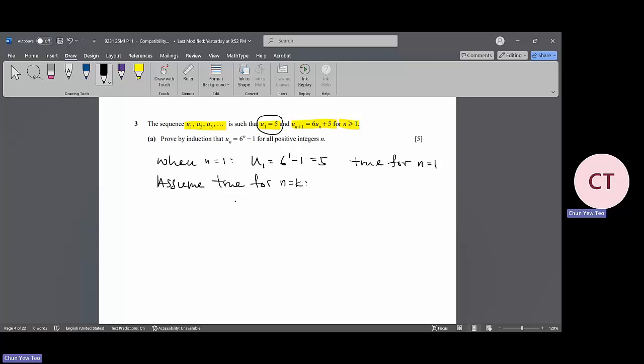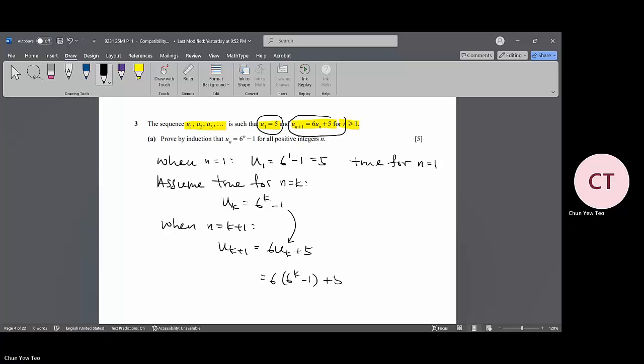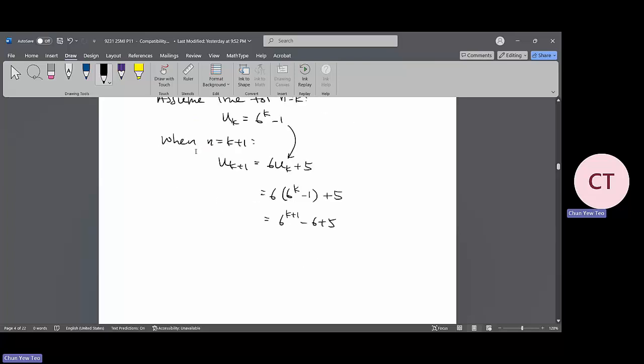Then you will have Uk will be 6 power k minus 1. Then when n equal to k plus 1, your U(k+1), we will be using this relationship, is equal to 6Uk plus 5. And you replace this value inside, you will get 6 times (6 power k minus 1) plus 5. And then you get 6 power k plus 1 minus 6 plus 5, and you get the expression that you want.